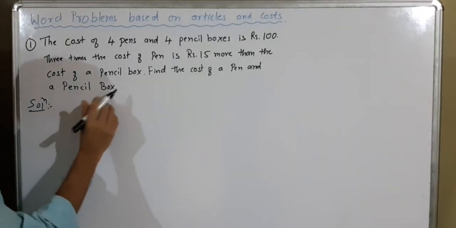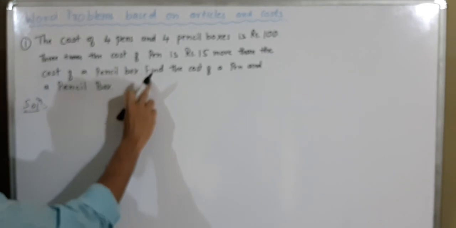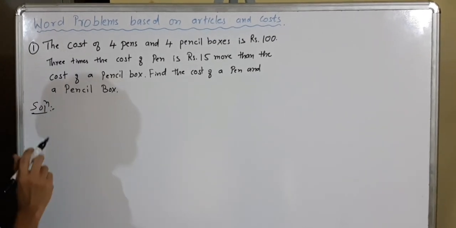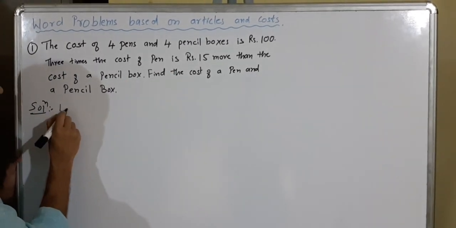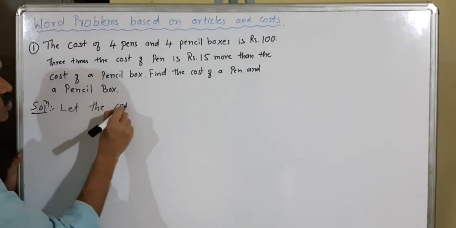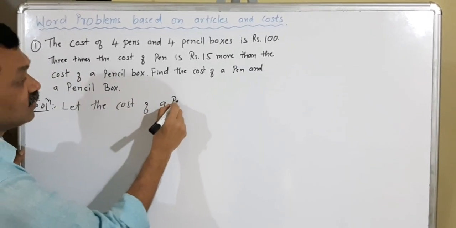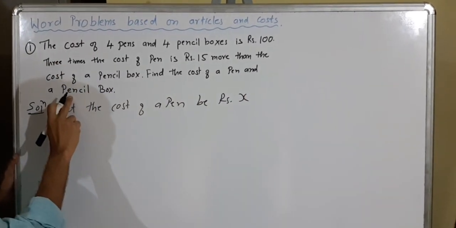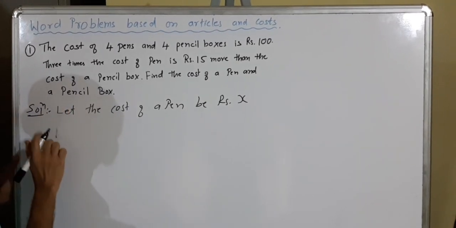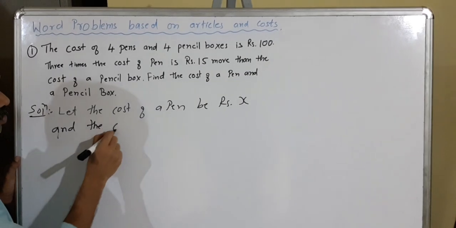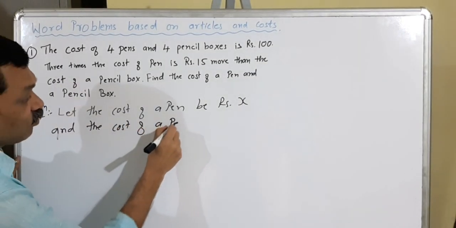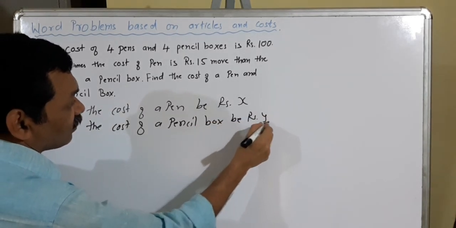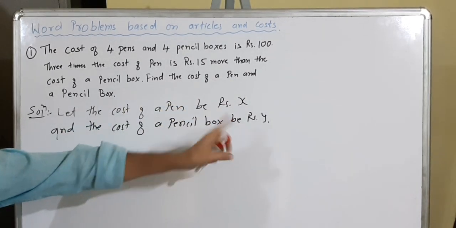Whenever we get a word problem, just go for the last line. See what is asked. Here you are asked to find the cost of a pen and a pencil box. So we will start with that. Solution: let the cost of a pen be rupees X. And the second thing is the pencil box. Let the cost of a pencil box be rupees Y. So now we have the cost of the pen and the pencil box.